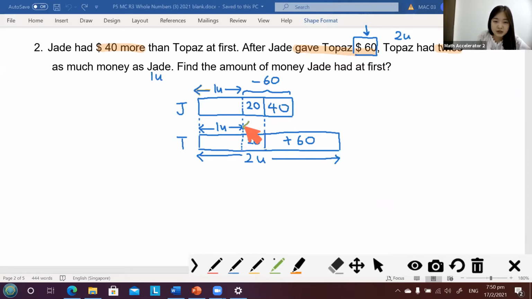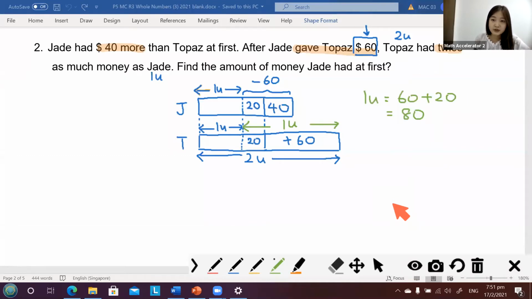So now, what is this part here? How many units is the part in green? Okay, good. 1 unit. Yes, a lot of you telling me 1 unit. For those of you who can't see it, this is 2 units for Topaz. You minus 1, you're left with 1 unit, which gives you 60 plus 20. So 1 unit is 60 plus 20. For those of you who said 1 unit is 80, that's correct. Good job.